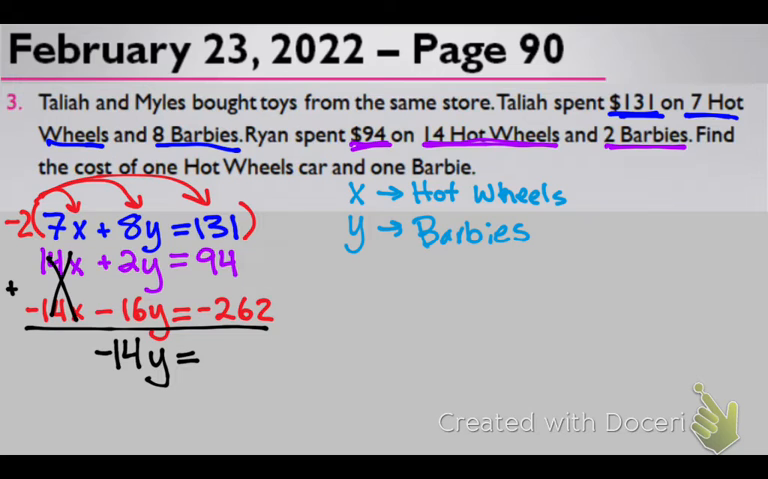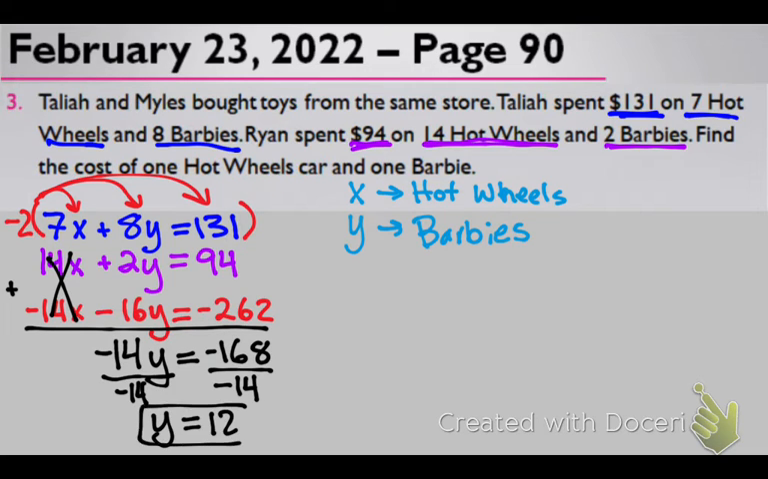where we pull out our calculator. Negative 168, thank you. And our last step to solve for y would be to divide by negative 14. Negative 168 divided by negative 14. What's that? Would be y equals 12. Okay, I solved for one of my variables. Am I done yet? No, what else do I need to do?